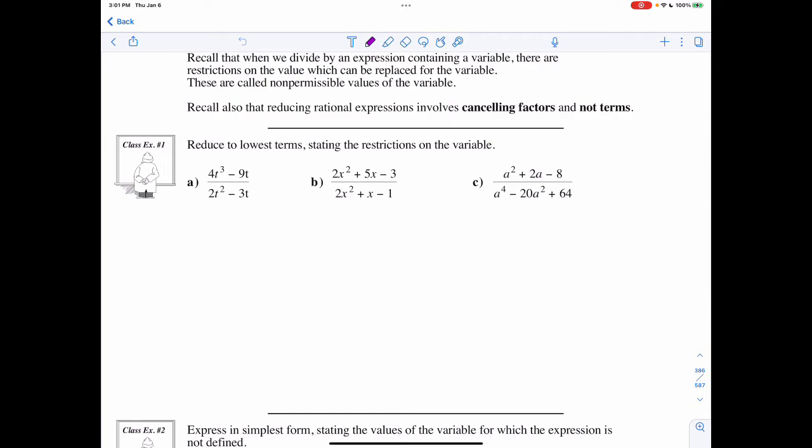So when I'm doing this, I'm going to start by factoring down the numerator and denominator as much as I possibly can. When I do that for the first one, in the numerator, I'm going to factor out a t, and then I have a difference of squares, 4t squared minus 9, which is going to become 2t minus 3 and 2t plus 3. In the denominator, the only factor I have is a common factor of t and a 2t minus 3.